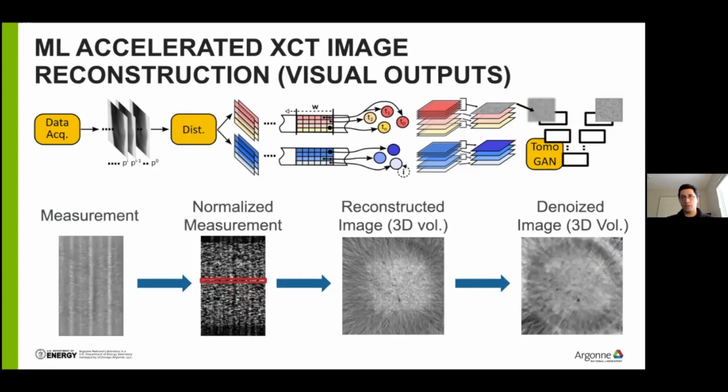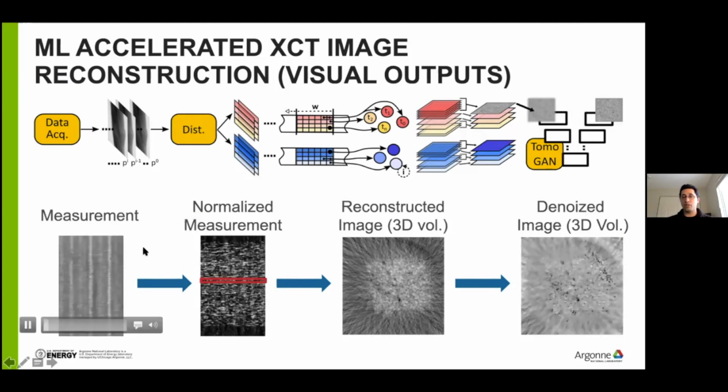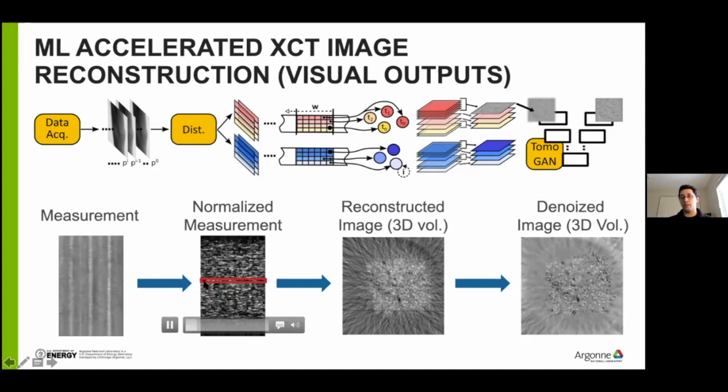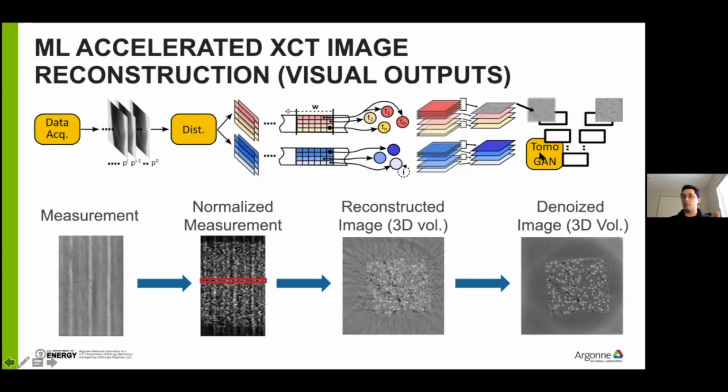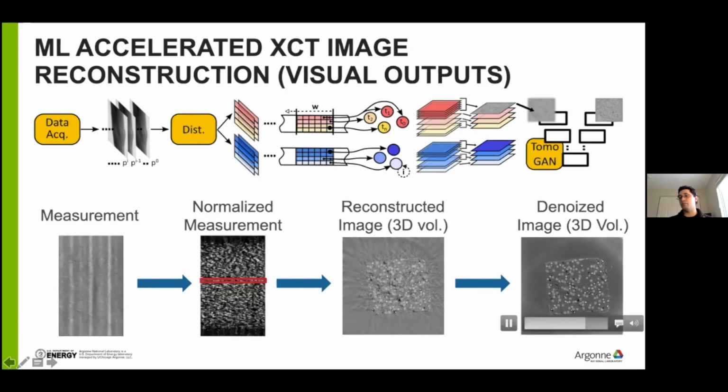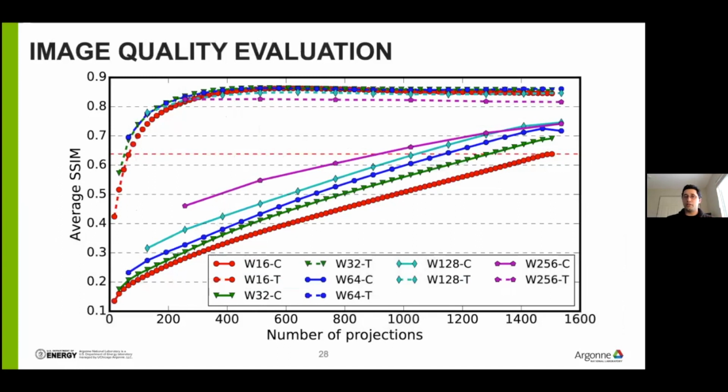So what does this pipeline look like when it runs? Here we are showing the measurement data, and this is the normalized measurement data. Focusing on this sinogram, this row of this projection, this is what the reconstructed image looks like. During the experiment, you will see this image if you don't do any image enhancement. However, if you apply machine learning, Tomogen, our denoiser image enhancer, to this output, you get a pretty clear reconstructed image.